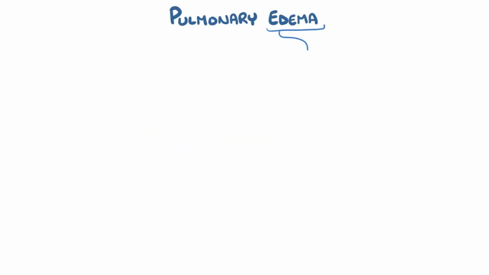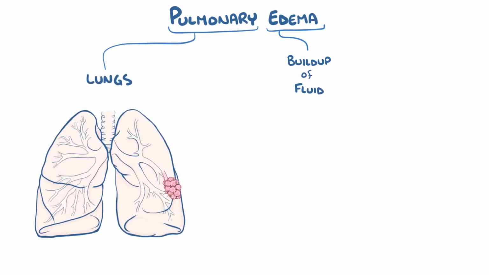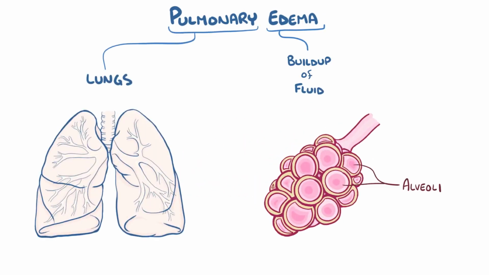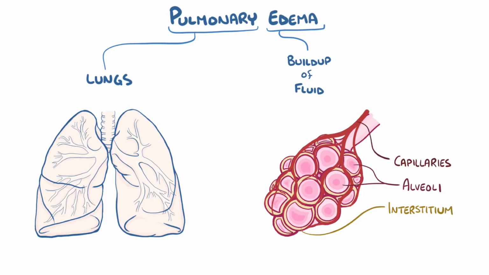Pulmonary edema refers to the buildup of fluid in the lungs, including the airways, like the alveoli, which are the tiny air sacs, as well as in the interstitium, which is the lung tissue that's sandwiched between the alveoli and the capillaries. This space is mostly full of proteins, and when it starts filling up with fluid, it can make it hard for oxygen to cross over from the alveoli into the capillary, leaving the body hypoxic, or deprived of oxygen.